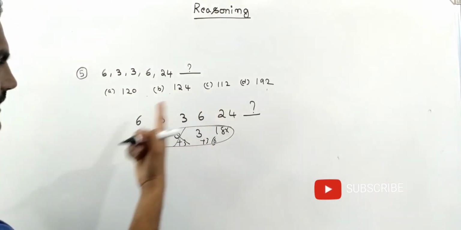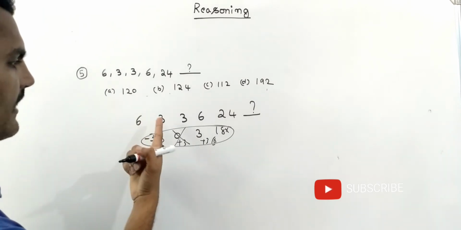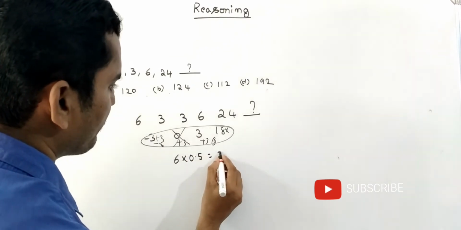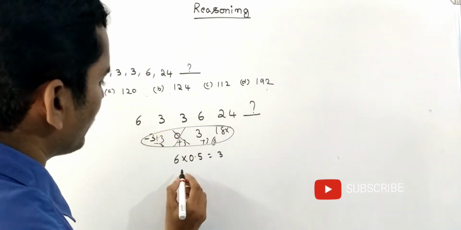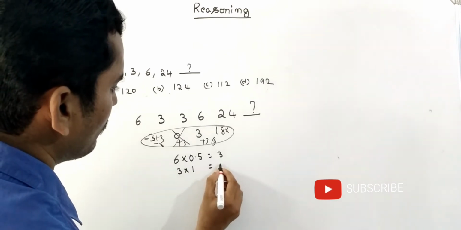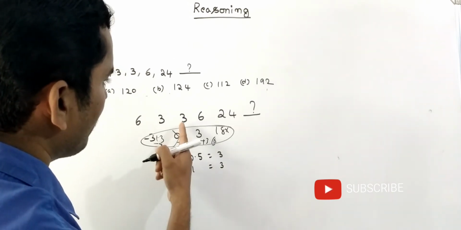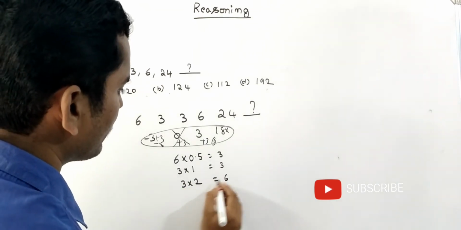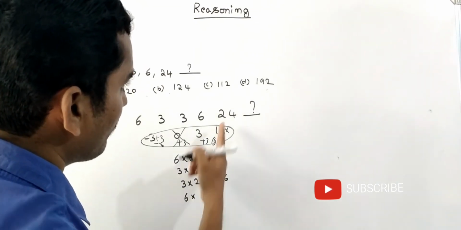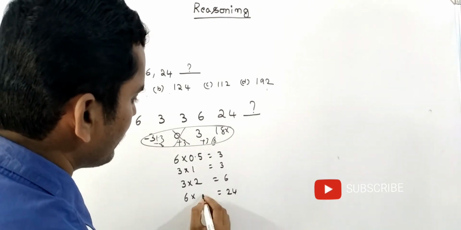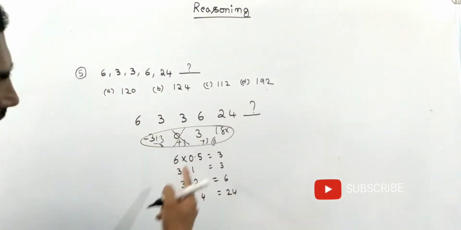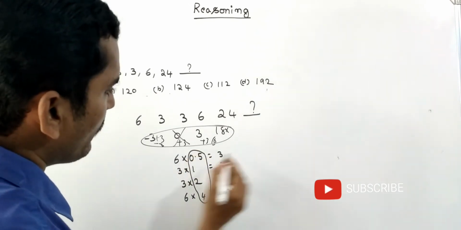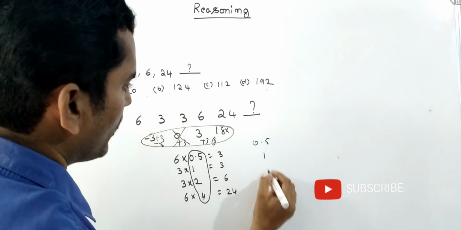Then go for multiplication. When 6 becomes 3, 6 into 0.5 equals 3. Then 3 becomes 3: 3 into 1 equals 3. When 3 becomes 6, 3 into 2 equals 6. Then 6 becomes 24: 6 into 4 equals 24. See friends, we will check what is the relation between these: 0.5, then 1, 2, 4.